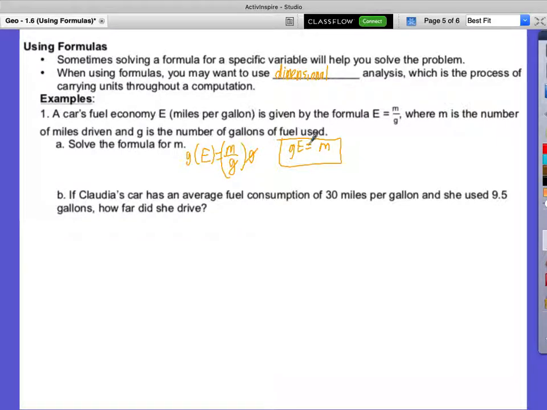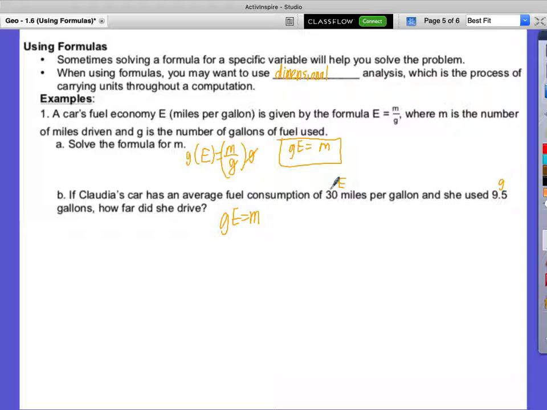It's already solved for M. That's convenient for us. So you'll want to use this equation. G times E or E times G is equal to M. Now we can plug in what we know. Do we know what E is? Well, yes, it's 30. Average fuel consumption of 30 miles per gallon. That's what we're told E is, the economy. Do we know what G is? How many gallons used? 9.5. So can we plug those into this equation and solve for M?